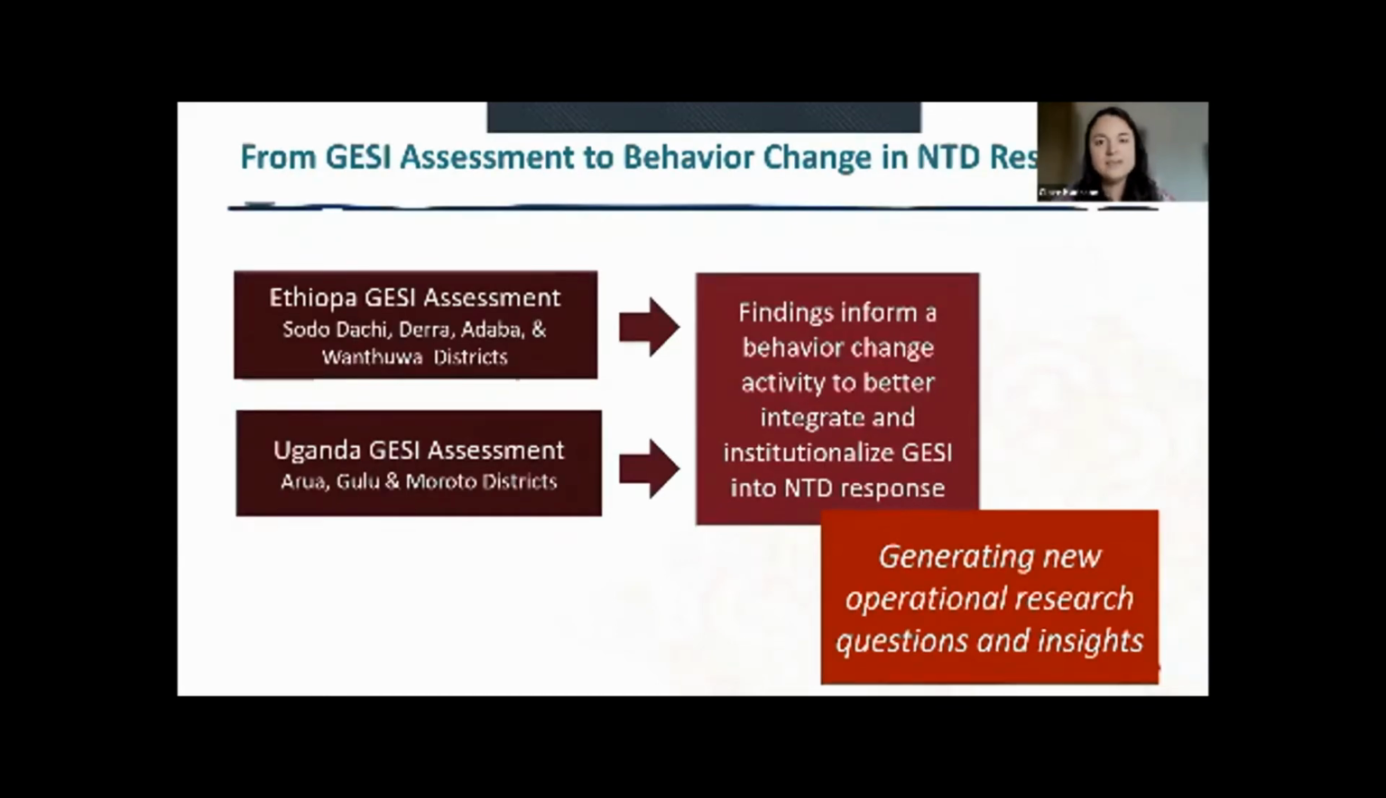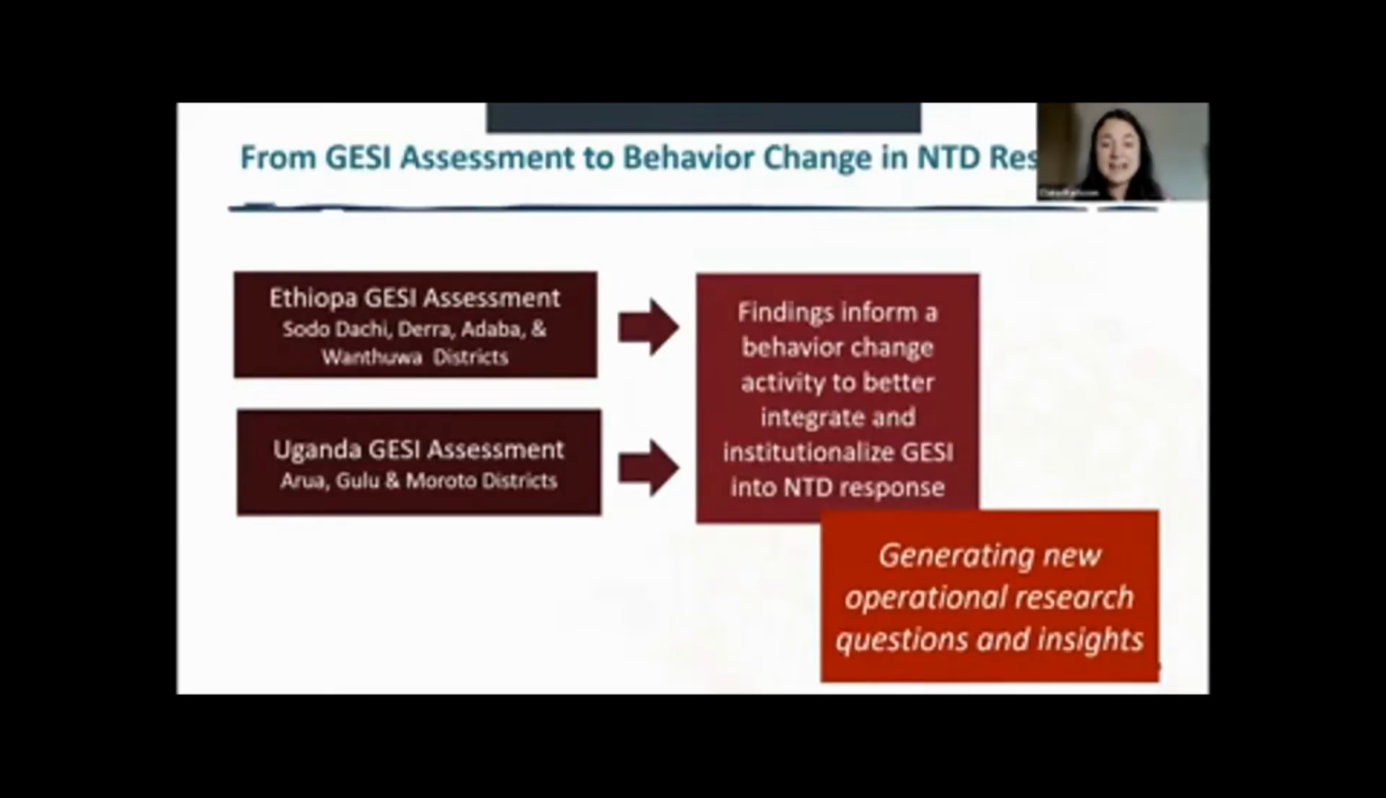More broadly, the GESI assessments have served as a starting point for us to continuously ask questions and reveal new programmatic and operational insight on GESI-related gaps and barriers to high MDA coverage. Together, the GESI assessments and the subsequent behavior change activities have generated new operational research questions and insights for improving the effectiveness and equity of NTD response. Let's discuss next in a little more detail Act East GESI behavior change activity.